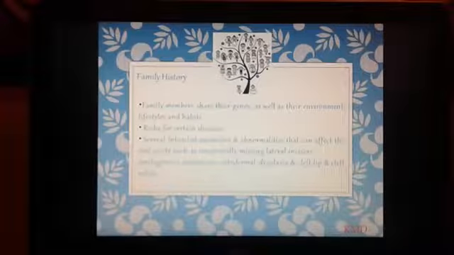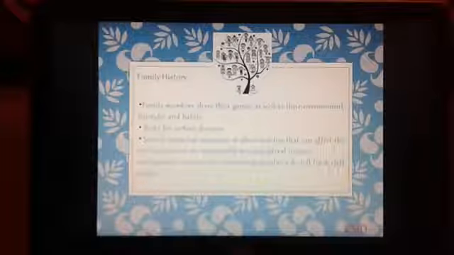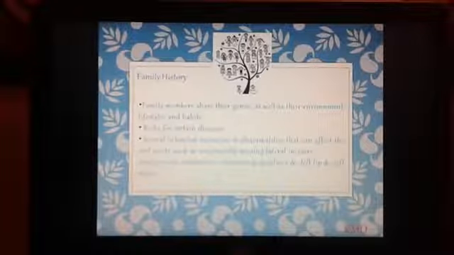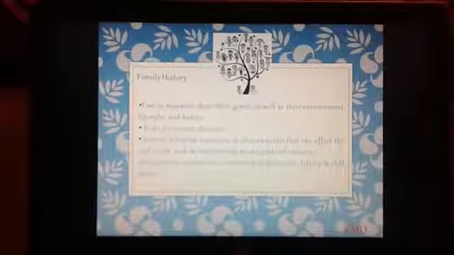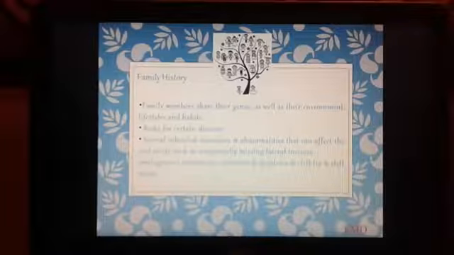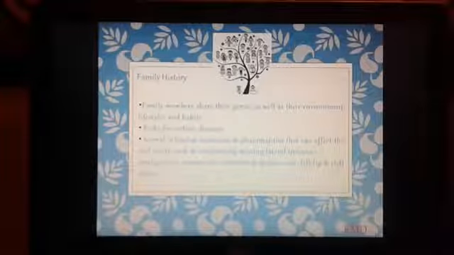Moving ahead with the family history, family members share their genes as well as the environment, lifestyle, and habits. There are risks for diseases such as asthma, diabetes, cancer, and heart diseases which run in families. There are several inherited anomalies and abnormalities that can affect the oral cavity, such as congenitally missing lateral incisors, amelogenesis imperfecta, ectodermal dysplasia, and cleft lip and cleft palate cases.